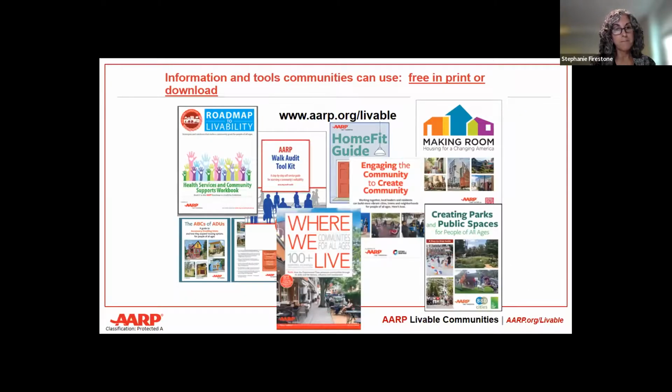Next slide, please. So that's one really important tool. These other tools are just guiding documents that we provide that are free of cost to order or to download at arp.org/livable. And so you can see the number and types of materials that you might find accessible. I chose a few that I think might be of particular interest to this group around housing.